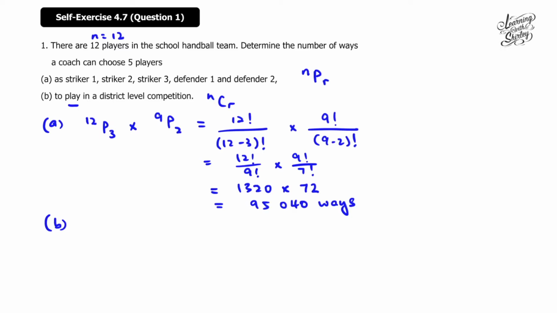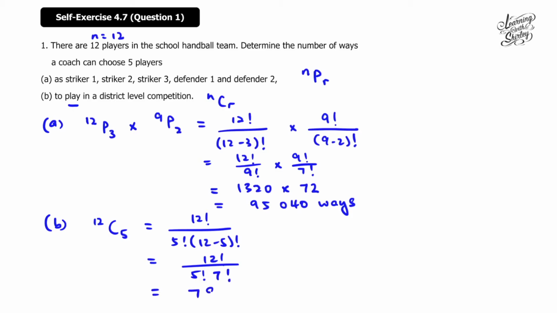Now let's solve for B. For this one, we're going to use nCr, which is 12C5. And it's equals to 12 factorial over 5 factorial times with 12 minus 5 whole thing factorial, and is equals to 12 factorial over 5 factorial times with 7 factorial, and the final answer is 792 ways.